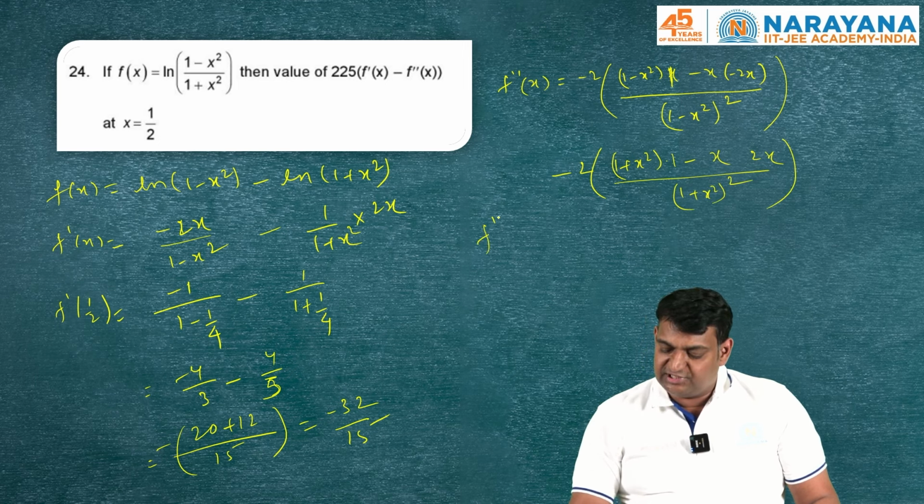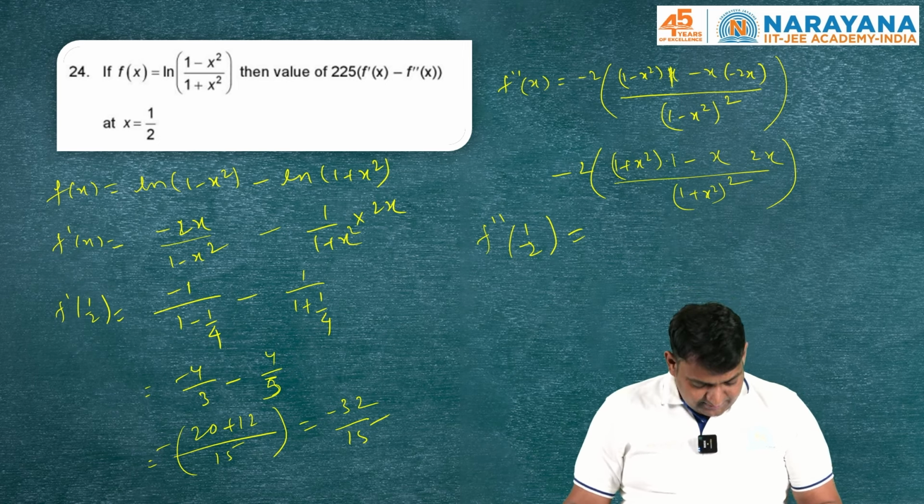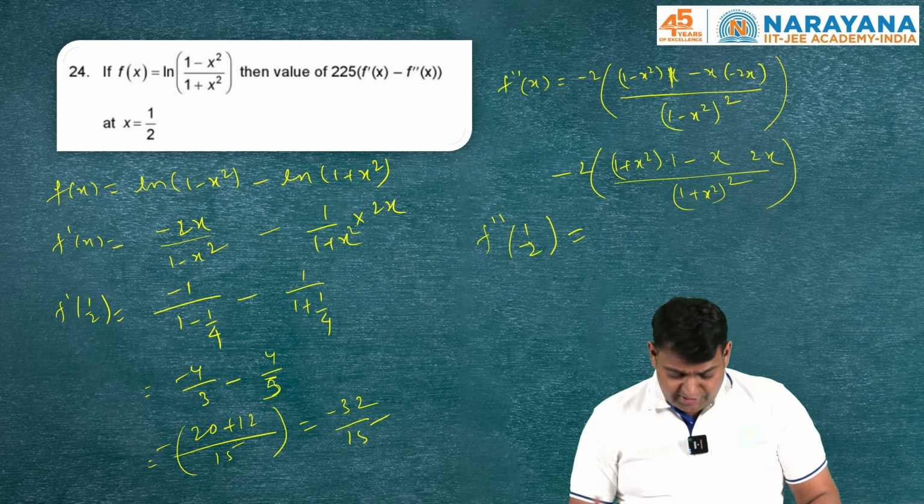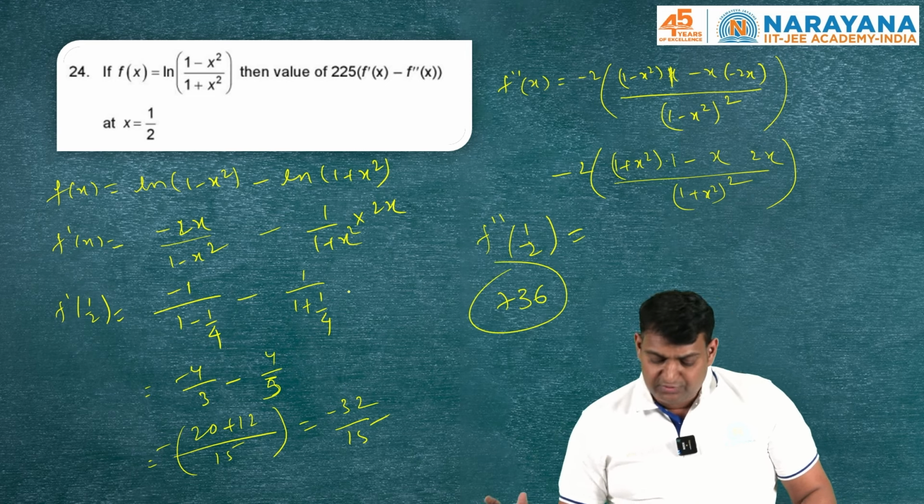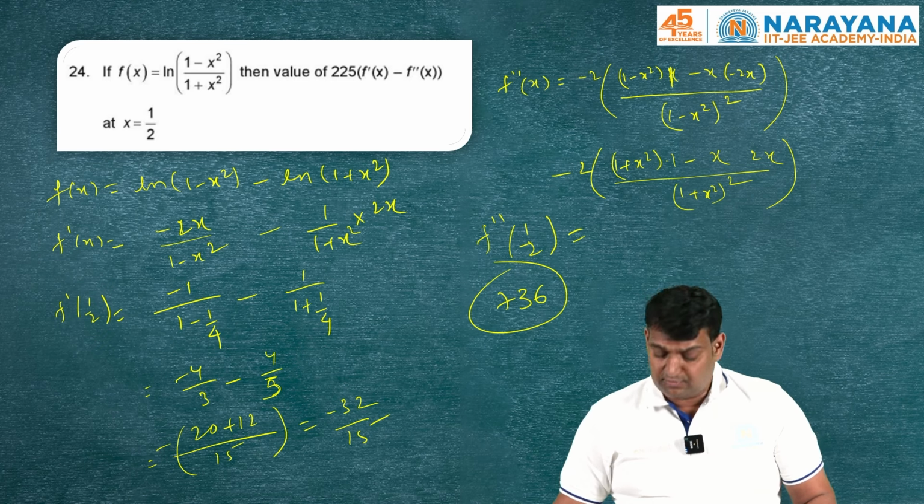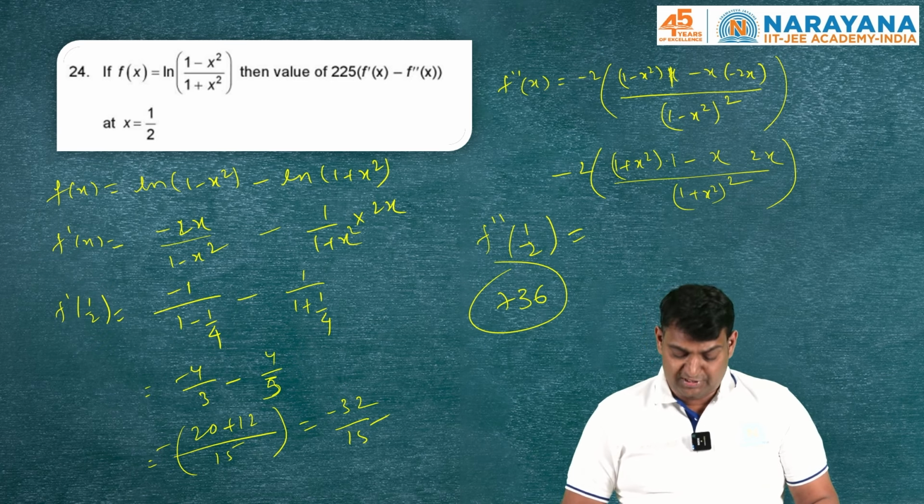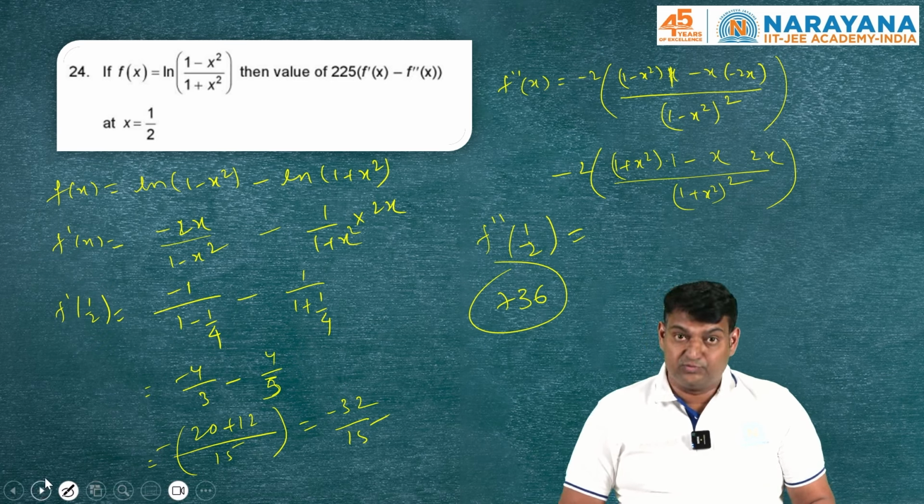Here also substitute 1 by 2. That's direct substitution only. Put x equal to 1 by 2 and simplify, substitute and simplify, you will get the answer as 736, I guess. Just you have to do the substitution and simplification part, quite easily it can be done. Okay, let us move to the next problem.